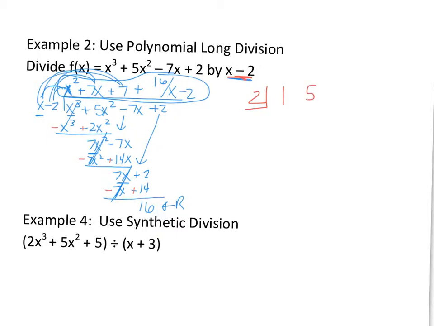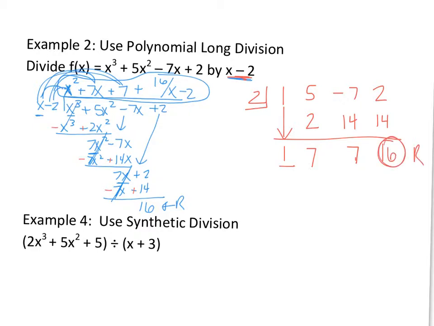We have 1, 5, negative 7, and 2. Draw your line. This should look familiar, because we've done this before. We bring down the 1, multiply 1 times 2, add, multiply 7 times 2, add. We're adding negative 7 plus 14. Notice this is the same as our remainder, and then the 1, 7, 7 are the same as our coefficients.